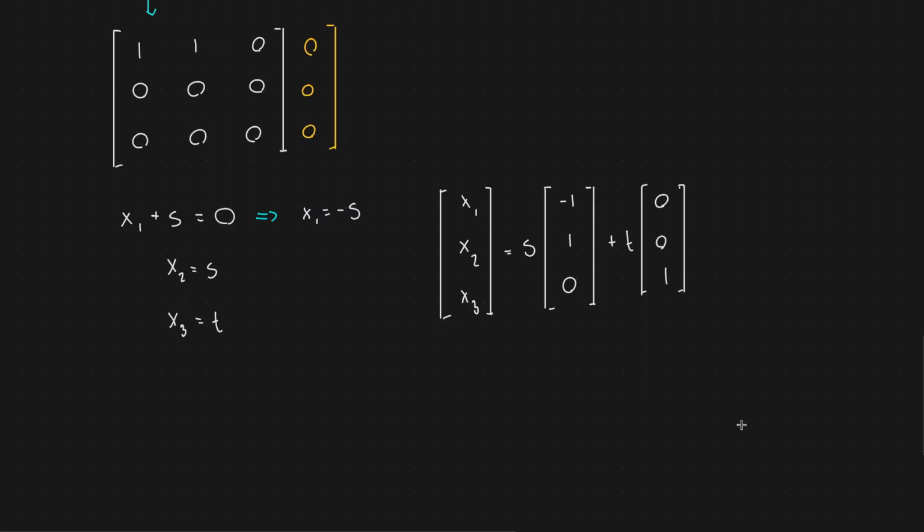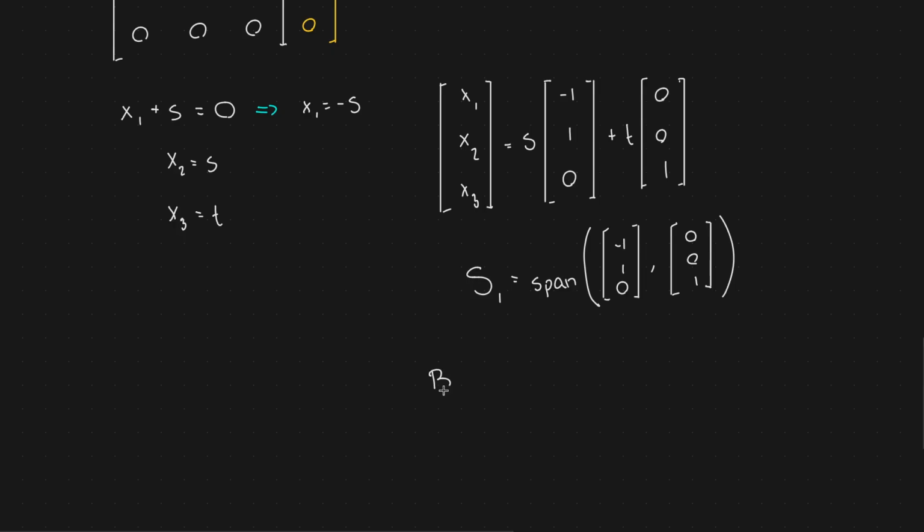Notice then that the eigenspace associated with eigenvalue 1 is equal to the span of two vectors. And so two vectors make up the basis of my eigenspace. My eigenspace has dimension 2 in this case. So the basis is the vectors negative 1, 1, 0 and 0, 0, 1. That is a basis for the eigenspace for eigenvalue 1. We have one more to go.